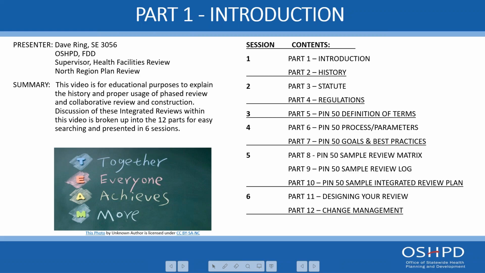Session 1 includes introduction and history. Session 2, statute regulations. Session 3, Pin 50 definition of terms. Session 4, Pin 50 process parameters and goals and best practices. Session 5, sample review matrix, sample review log, and sample integrated review plan. And finally, session 6, designing your review examples and information, and change management process information.